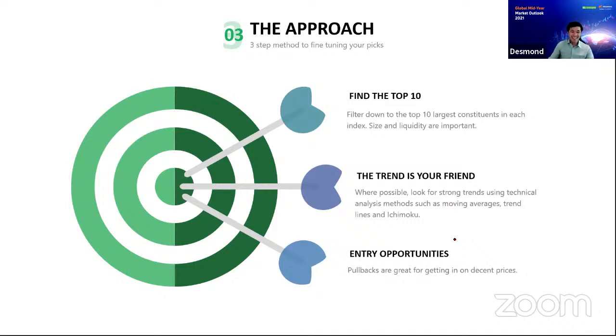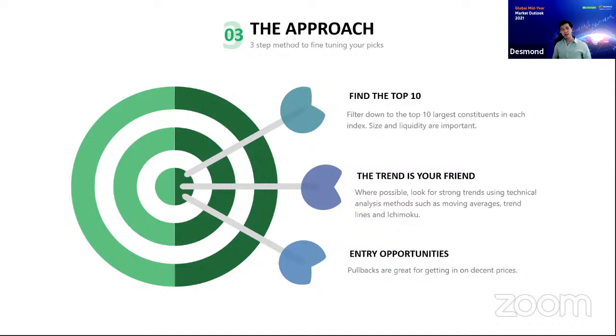Now, the next thing: the trend is your friend. Where possible, we look for strong trends using technical analysis methods: the moving averages, trend lines, Ichimoku, channels, Fibonacci. I'll be showing you a little bit on that later. But you can, and this is what I encourage too, apply your fundamentals, look at your PE ratios, whether it's undervalued or overvalued, that would also help.